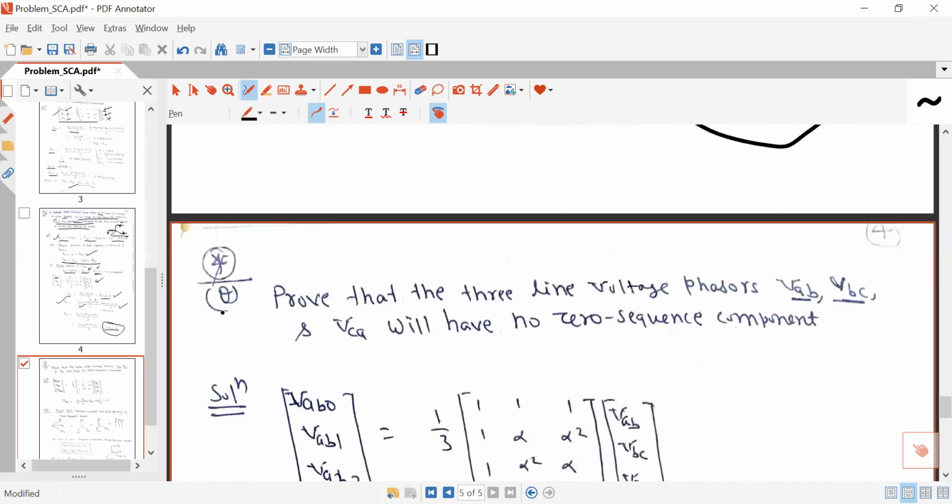Now let us consider the other problem. In this problem, you will have to prove that if the line voltage phasors are given by this.